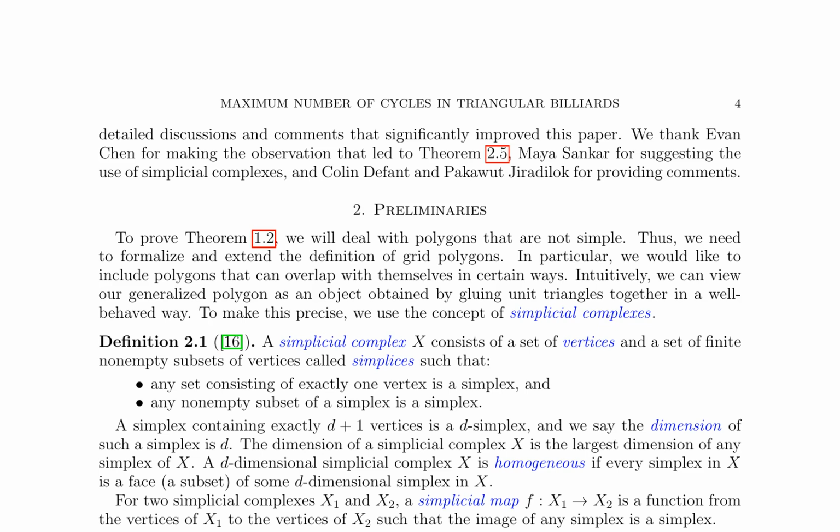Simplicial complexes are a fundamental concept in topology, consisting of a set of vertices and a set of finite non-empty subsets of vertices called simplices, where any non-empty subset of a simplex is also a simplex. The dimension of a simplicial complex is defined as the largest dimension of any simplex within it. A d-dimensional simplicial complex is considered homogeneous if every simplex is a face of some d-dimensional simplex. In this context, a generalized grid polygon is defined as a finite, simply connected, two-dimensional, homogeneous simplicial complex with a simplicial map to the triangular grid.